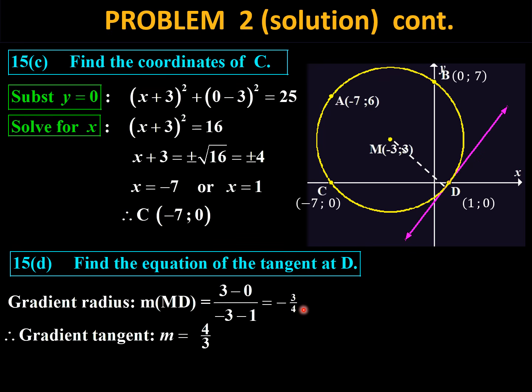-3/4. Gradient of the tangent, if this is negative, the other one is positive, and the reciprocal of 3/4 is 4/3. Then use the equation, so it's just a matter of substituting 4/3, but now which point? It's the tangent at D, so I must substitute D's coordinate, no other point but D. And if I substitute that, I get the equation there, 4/3x plus 4/3.